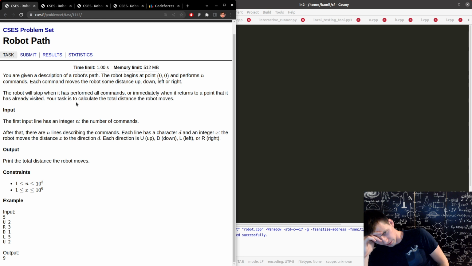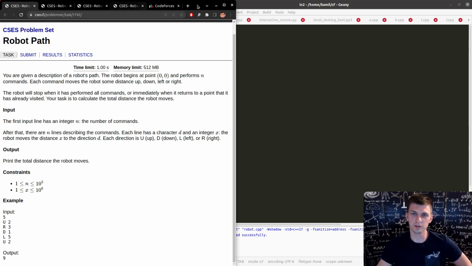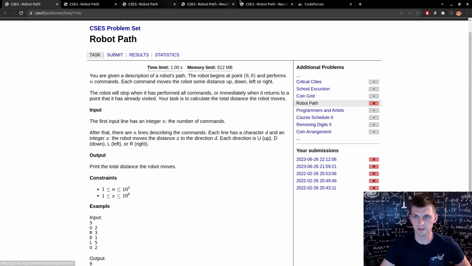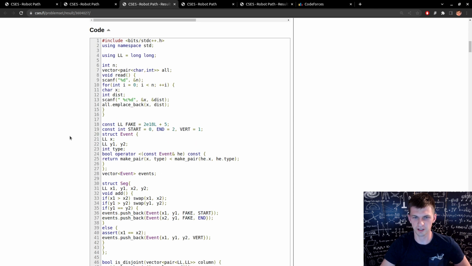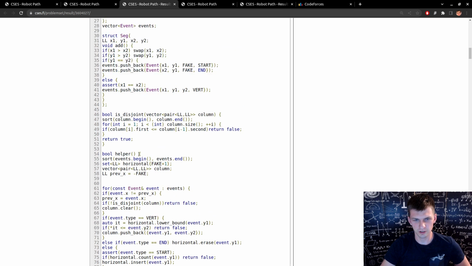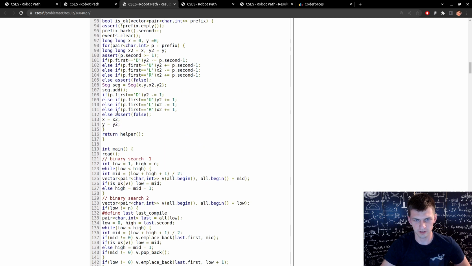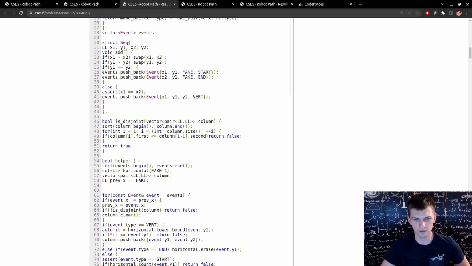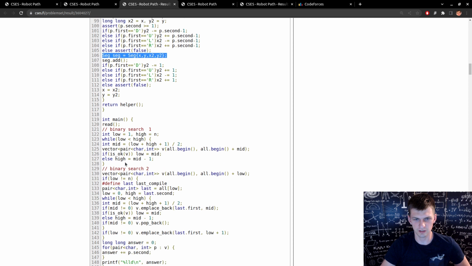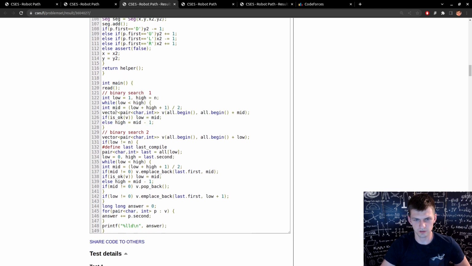Ten to 11. It can be way faster. Now, I wonder what was the situation back then. Wrong answer, time limit exceeded, and unknown. Oh, it's likely a new test. Why do I have code without proper formatting? Do I have a segment tree? Because I saw a no, it's just that. Binary search 1, binary search 2, sure.